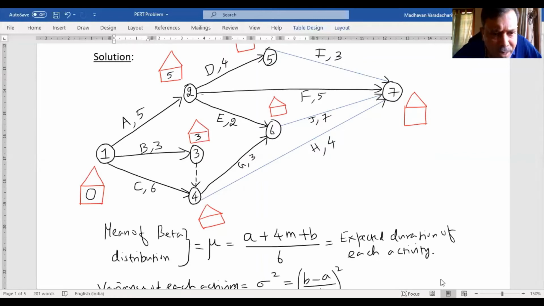Remember, these dotted lines are dummy activities, which do not have any duration, meaning the duration is 0. So if it comes from node 4, the duration is 0 plus 6, it is 6. But when it comes from 3, it is 0 plus 3, it is 3. So whichever is maximum, you have to fill that in the rectangle in the forward pass. In the forward pass, you add the durations and then you choose the maximum. Here the maximum is 6. Fill up here with 6.